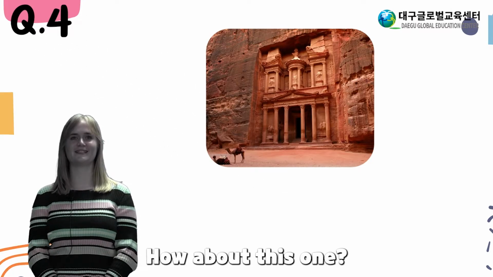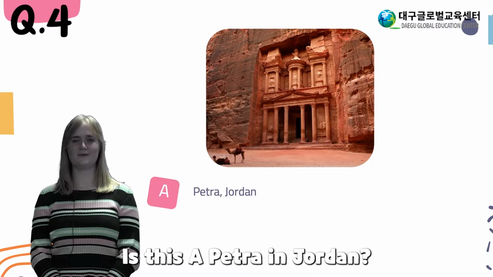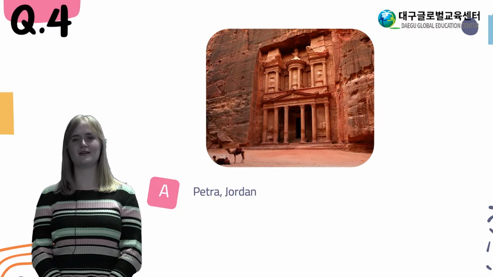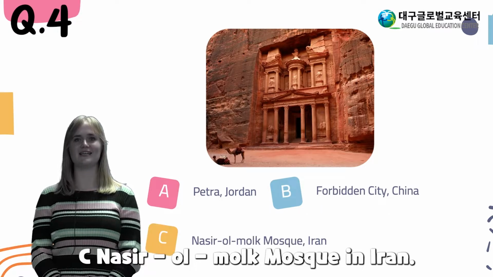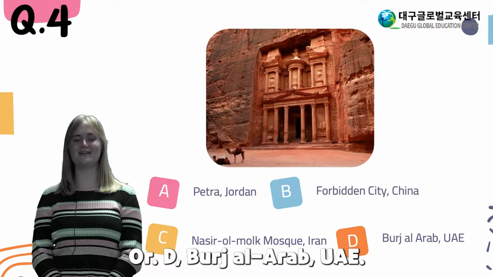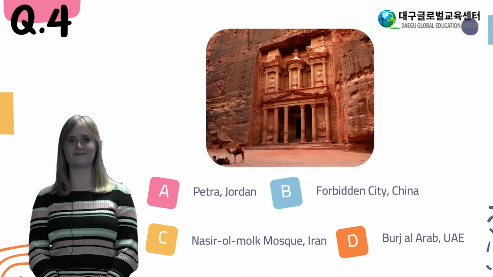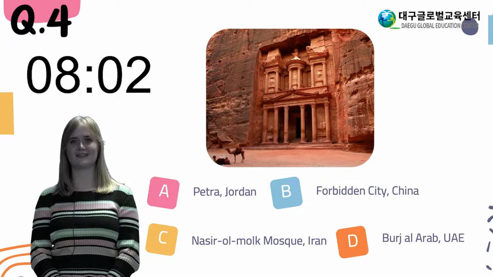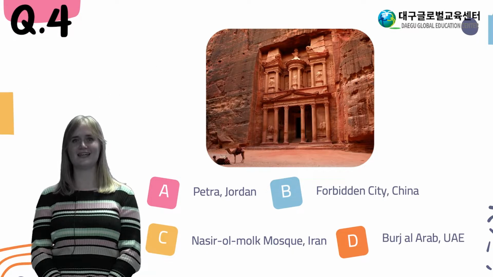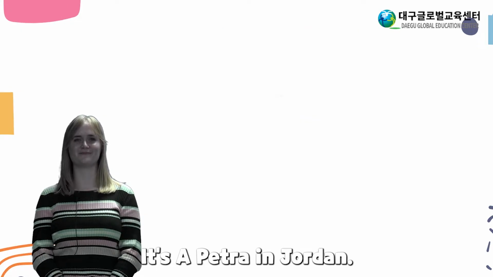How about this one? Is this A. Petra in Jordan, B. the Forbidden City in China, C. Nasser al-Mulk Mosque in Iran, or D. Burj Al Arab, UAE? It's A. Petra in Jordan.